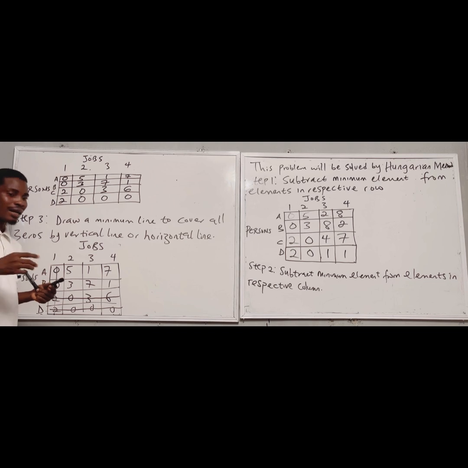How many lines did I draw here? 3 lines. For us to achieve our optimal solution, the number of lines drawn must be equal to the order of the matrix. Remember that our order of matrix is 4, a 4 by 4 matrix, and the number of lines I drew here is 3. So it is 4 by 3, and we have to make it 4 by 4. If the lines I draw to cover the zeros are 4 lines, and the order is 4, it means our optimal solution is achieved.